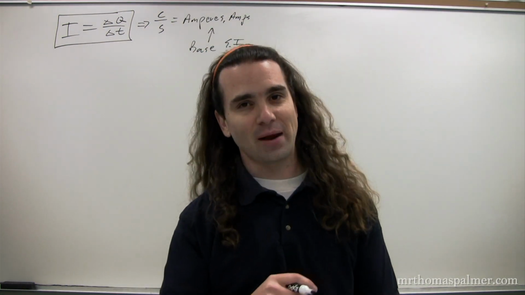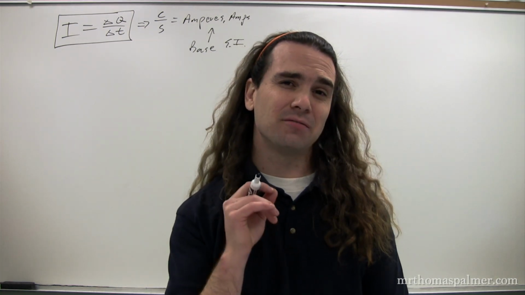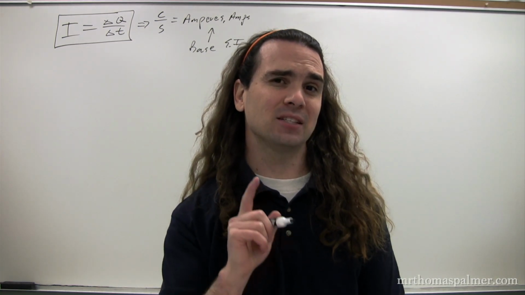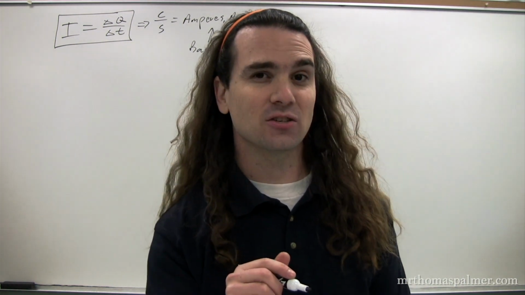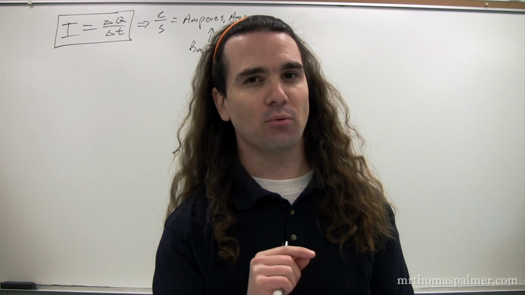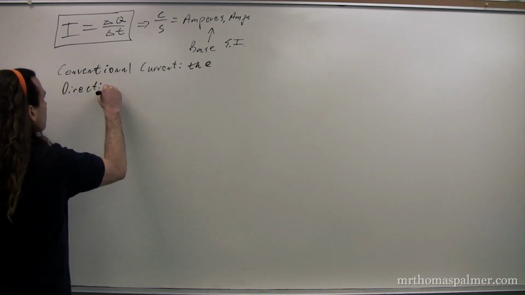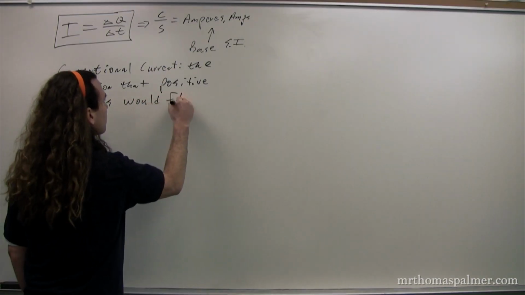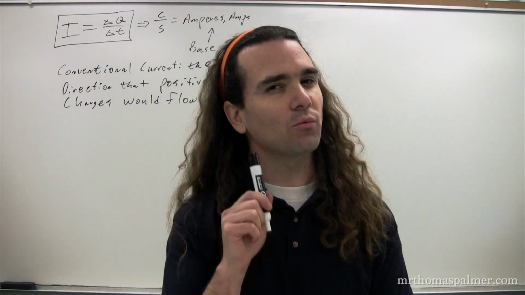So now let's talk about the direction of current flow. Generally what we talk about is something called conventional current. In conventional current, you're talking about the direction that positive charges would flow. Again, the direction of conventional current is the direction that positive charges would flow, and that would flow is an important piece. Let's write it down. Conventional current, the direction that positive charges would flow.